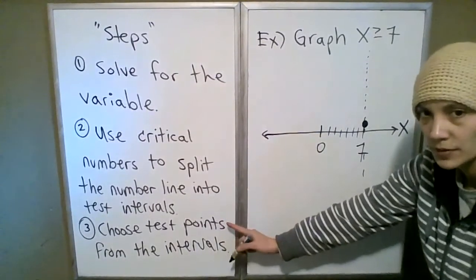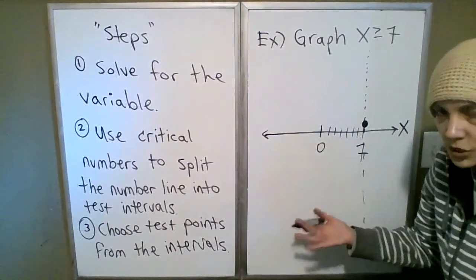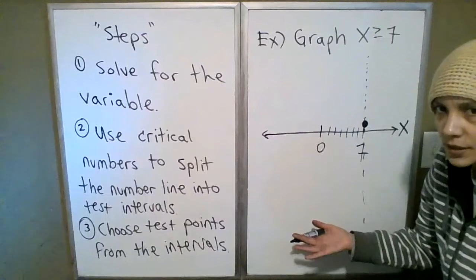So this is a little bit more for this last part. You're going to have the test come out true or false. If it's true, shade that side. If it's false, do not shade that side.